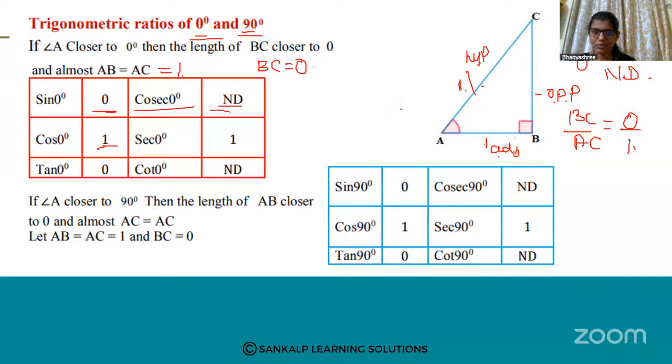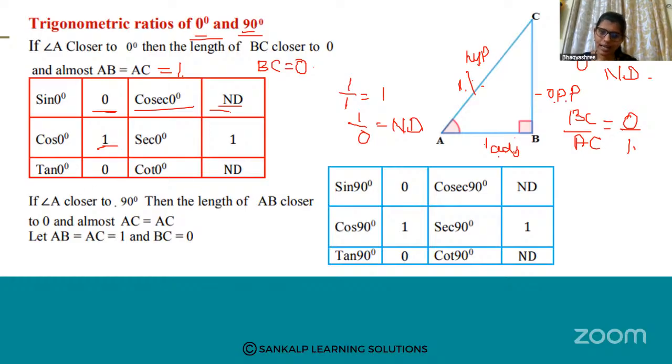Sec 0 means hypotenuse divided by adjacent. AC divided by AB. AC is 1, AB is 1, that's equal to 1. Cot 0 is, again it is 1 by 0, that's equal to not defined. This is for 0 degree. Next we'll find out 90 degree.